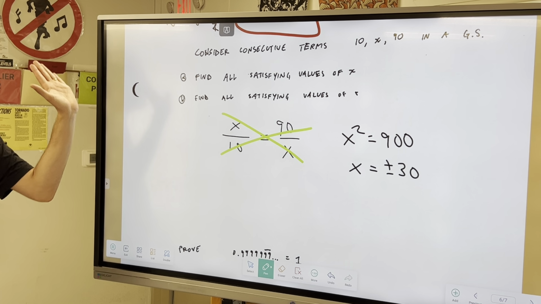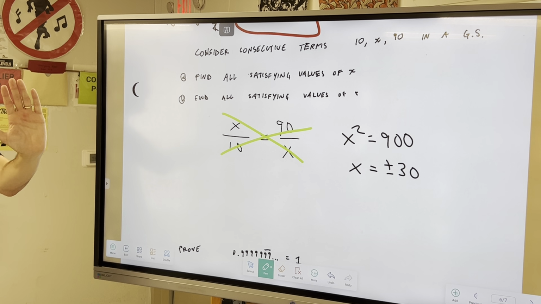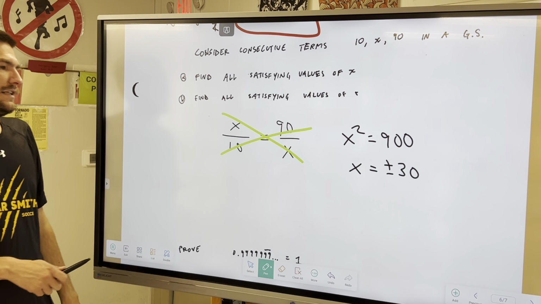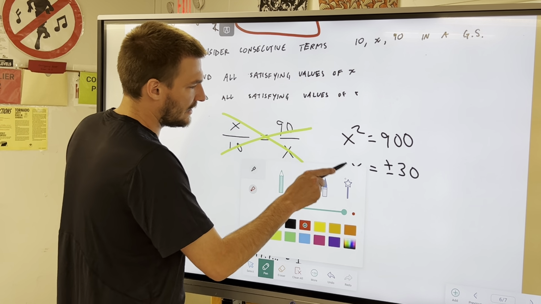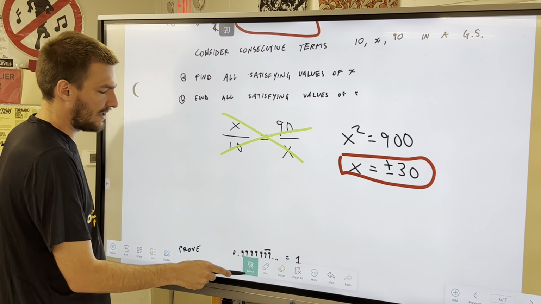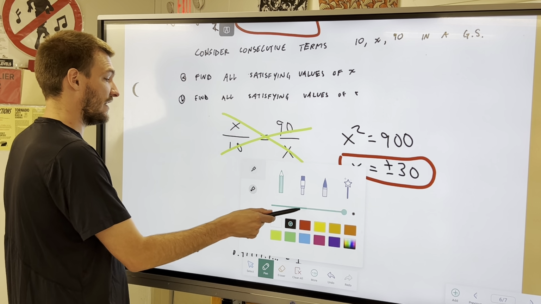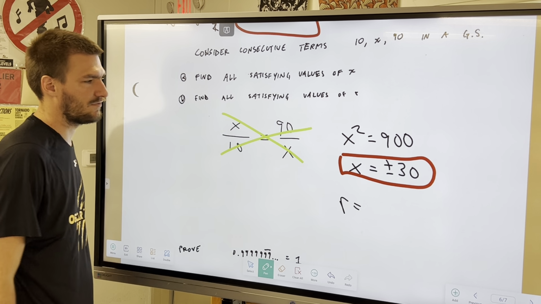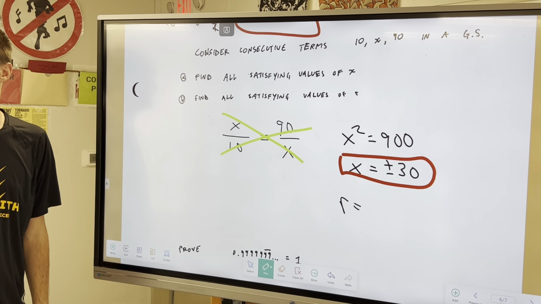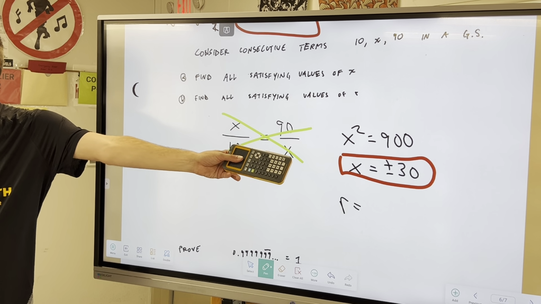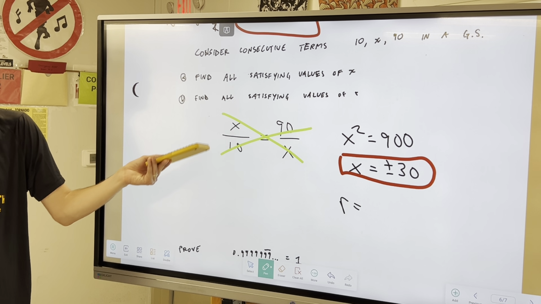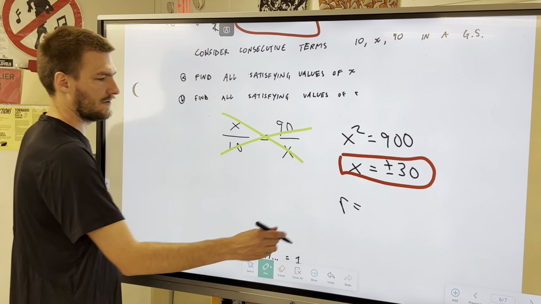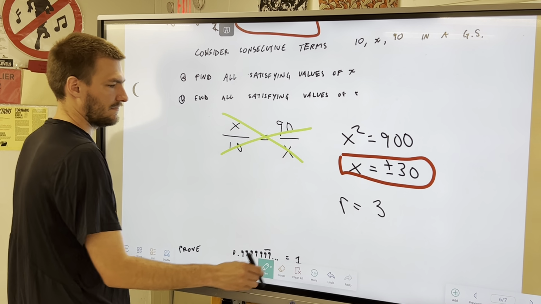We don't know if it's guaranteed to go from 10 to 30 to 90 or from 10 to negative 30 to 90. And it's gonna be one of those bouncy back and forth type questions. That's A. Let's get B. Find the ratio or all satisfying ratios in case there's possibly more. Anybody got those ratios? Just take the 30 and put it on one of these fractions. What's 30 divided by 10? 3. What's negative 30 divided by 10?